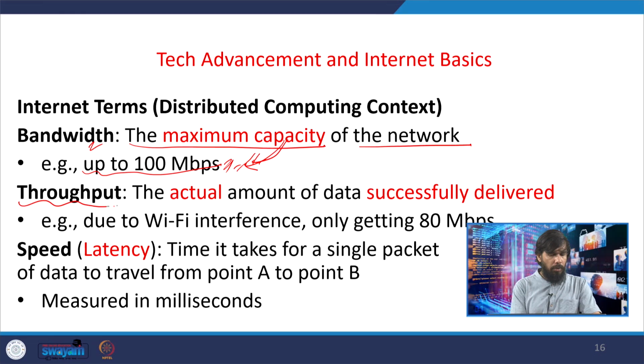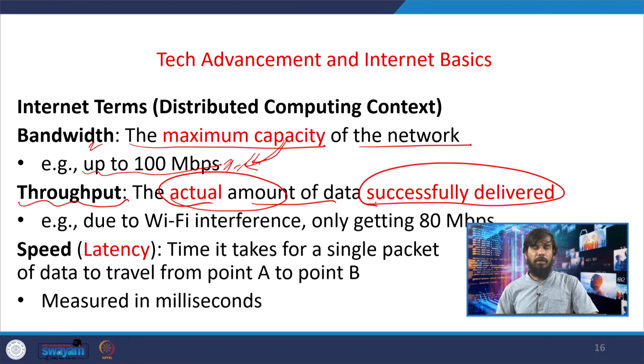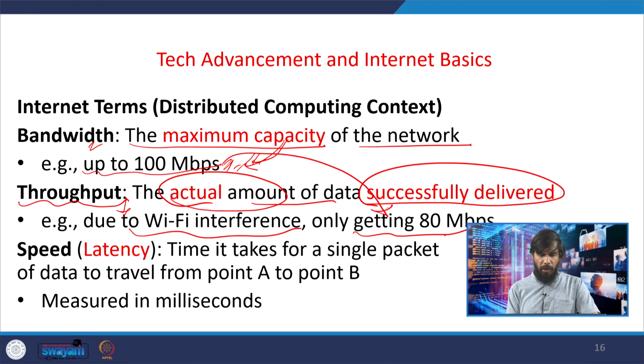When we say throughput, we are not talking about the maximum capacity, we are talking about the actual thing in action. The actual amount of data successfully delivered. So, this might get reduced due to Wi-Fi interference, and we might only get 80 Mbps instead of the maximum capacity. Because of interference only 80 Mbps is there. Therefore, the throughput is more likely to be lower than the bandwidth, which is the maximum capacity.